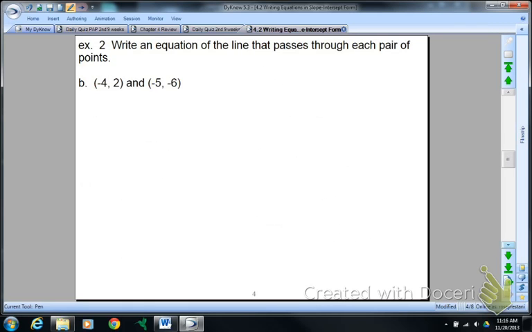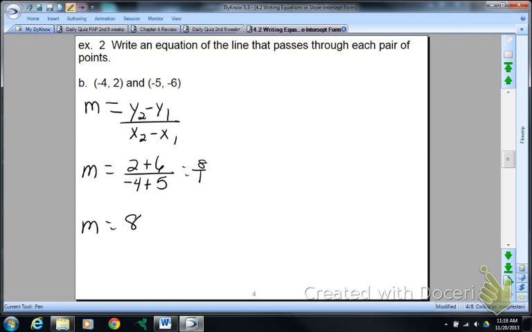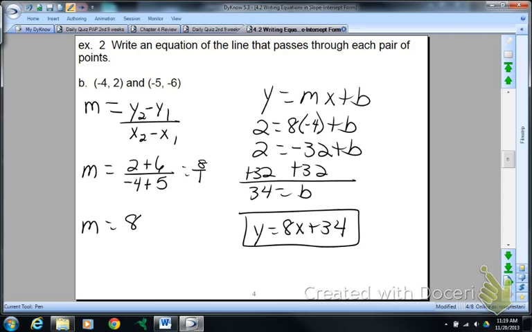Okay, example 2. I want y'all to try to do this first. Okay, did you get m equals 8? Good. Okay, now do the second part. Okay, so did you get b equals 34? And then you have to replug into the equation y equals 8x plus 34? Yes? No?